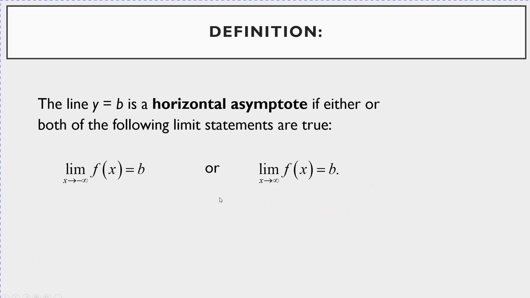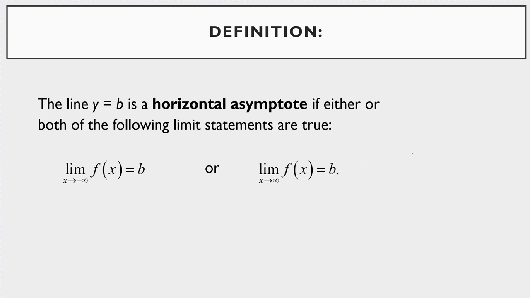All right, now let's talk about horizontal asymptotes. So the line y is equal to b is a horizontal asymptote if either of the following statements is true. If the limit as x decreases without bound of the function exists, or the limit as x increases without bound of the function exists.